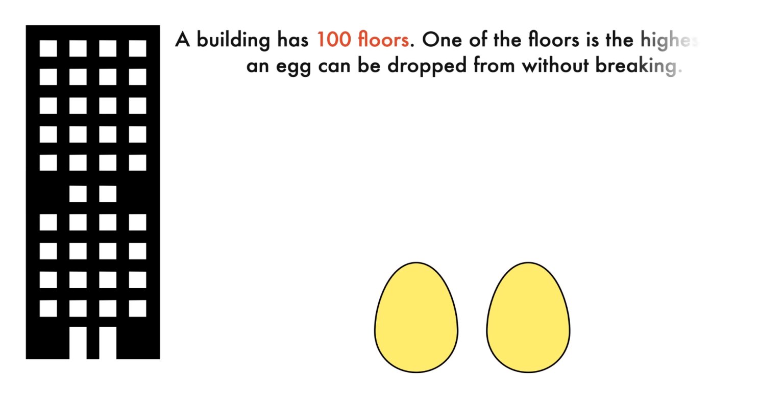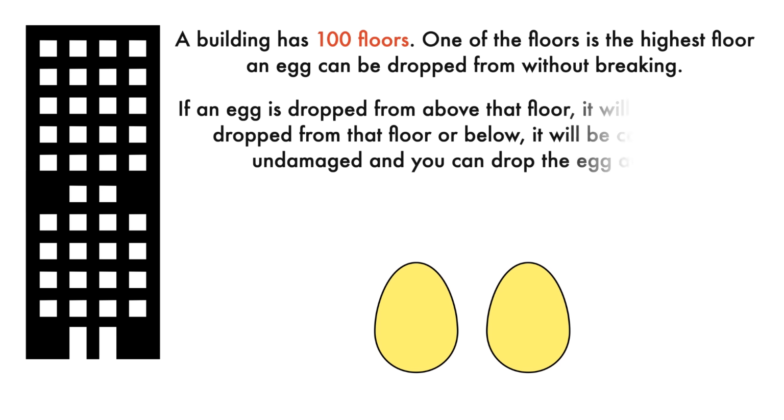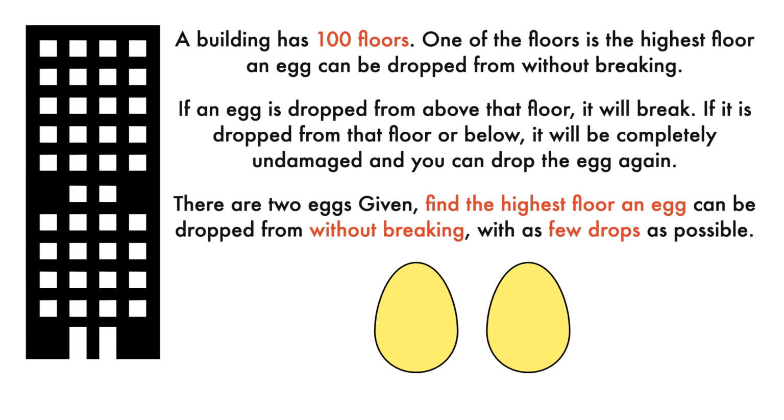A building has 100 floors. One of the floors is the highest floor an egg can be dropped from without breaking. If an egg is dropped from above that floor, it will break. If it is dropped from that floor or below, it will be completely undamaged and you can drop the egg again. There are 2 eggs given. Find the highest floor an egg can be dropped from without breaking, with as few drops as possible.